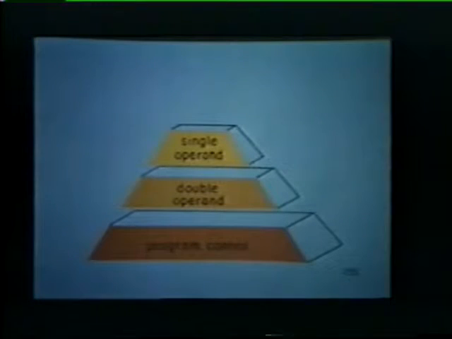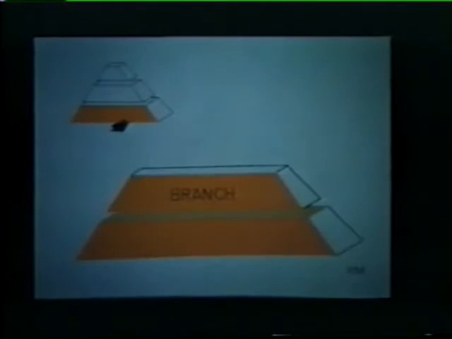At this point, we're going to discuss the third and final portion of the basic instruction set, the program control instructions. The program control group of instructions may be further divided into smaller functional groups. We'll begin by discussing the branch instructions because they comprise the largest and most important group of program control instructions.